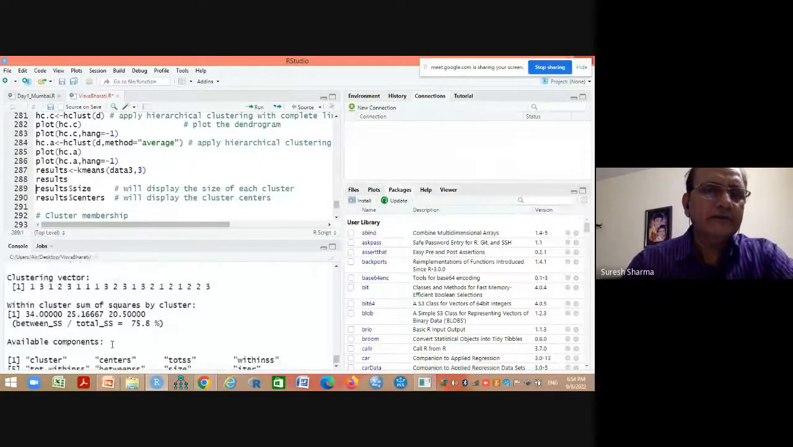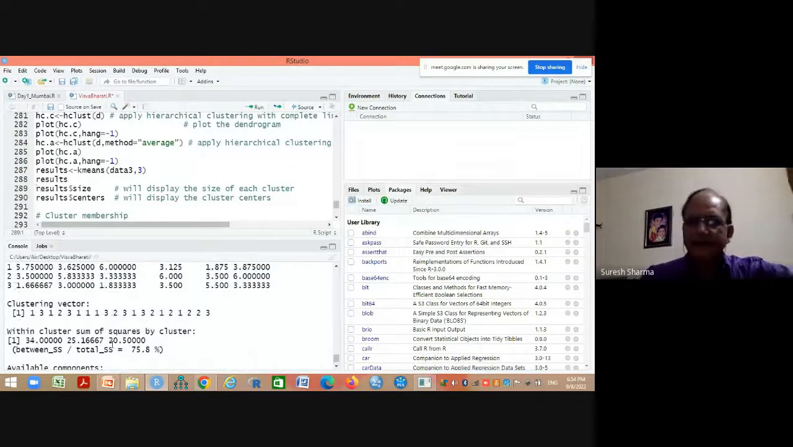These are important results. That means there were 20 items. The first item has gone to cluster number 1. Second has gone to cluster number 3. Third has gone to cluster number 1. Fourth has gone to cluster number 2. So these you can all verify. This is the clustering vector. That means which item has gone to which cluster.